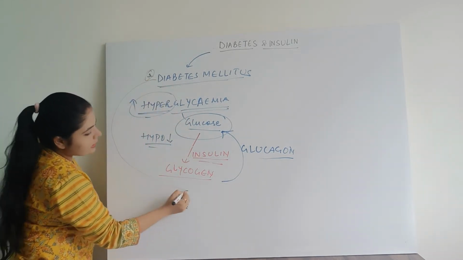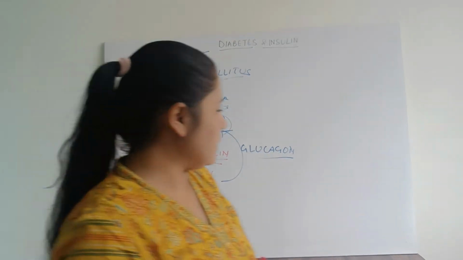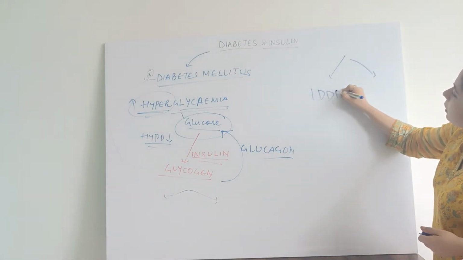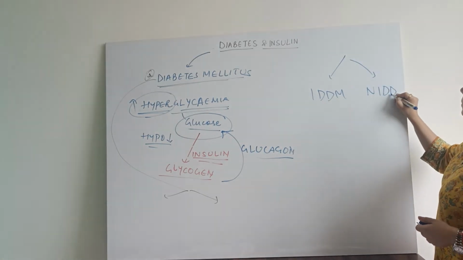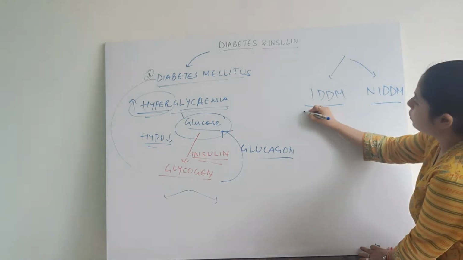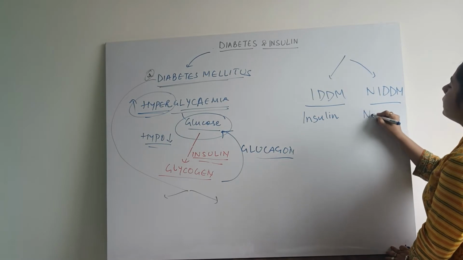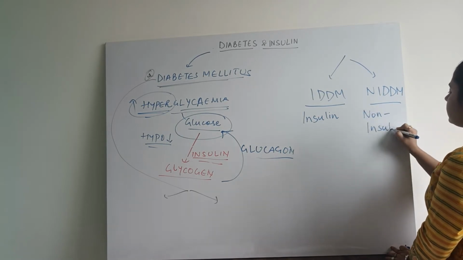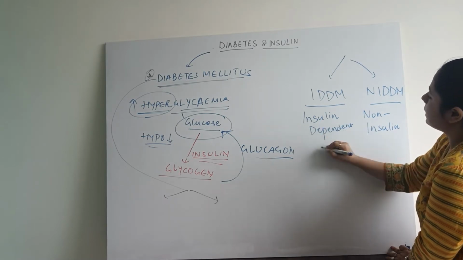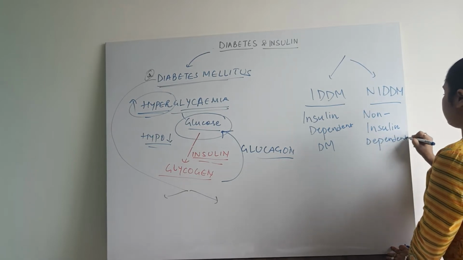Diabetes mellitus is classified into two different categories. So we learn about them. What are the two different categories? They are called IDDM or NIDDM. IDDM stands for insulin dependent diabetes mellitus, so this is dependent on the insulin. NIDDM is non-insulin dependent diabetes mellitus, so this is not dependent upon the release of the insulin.